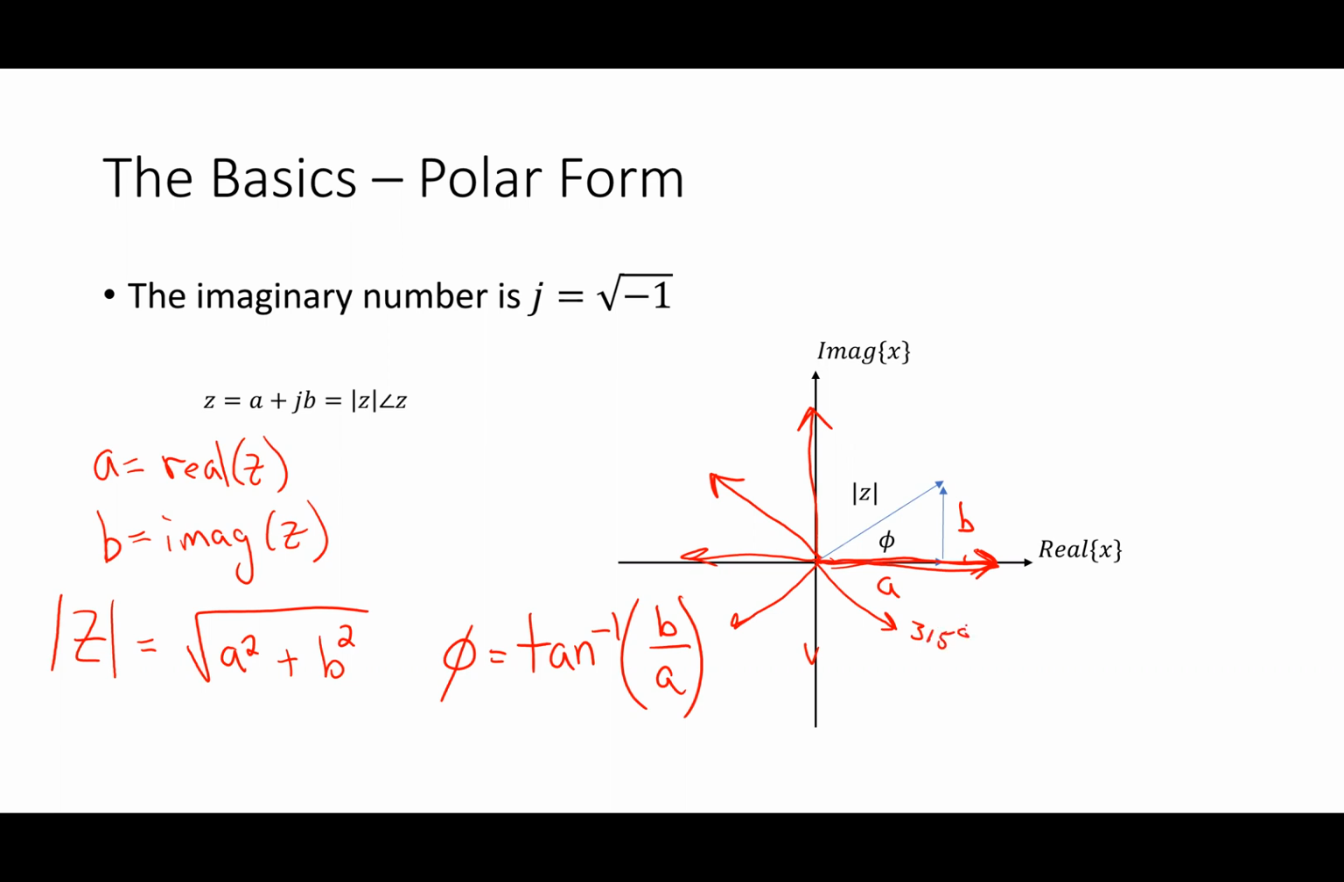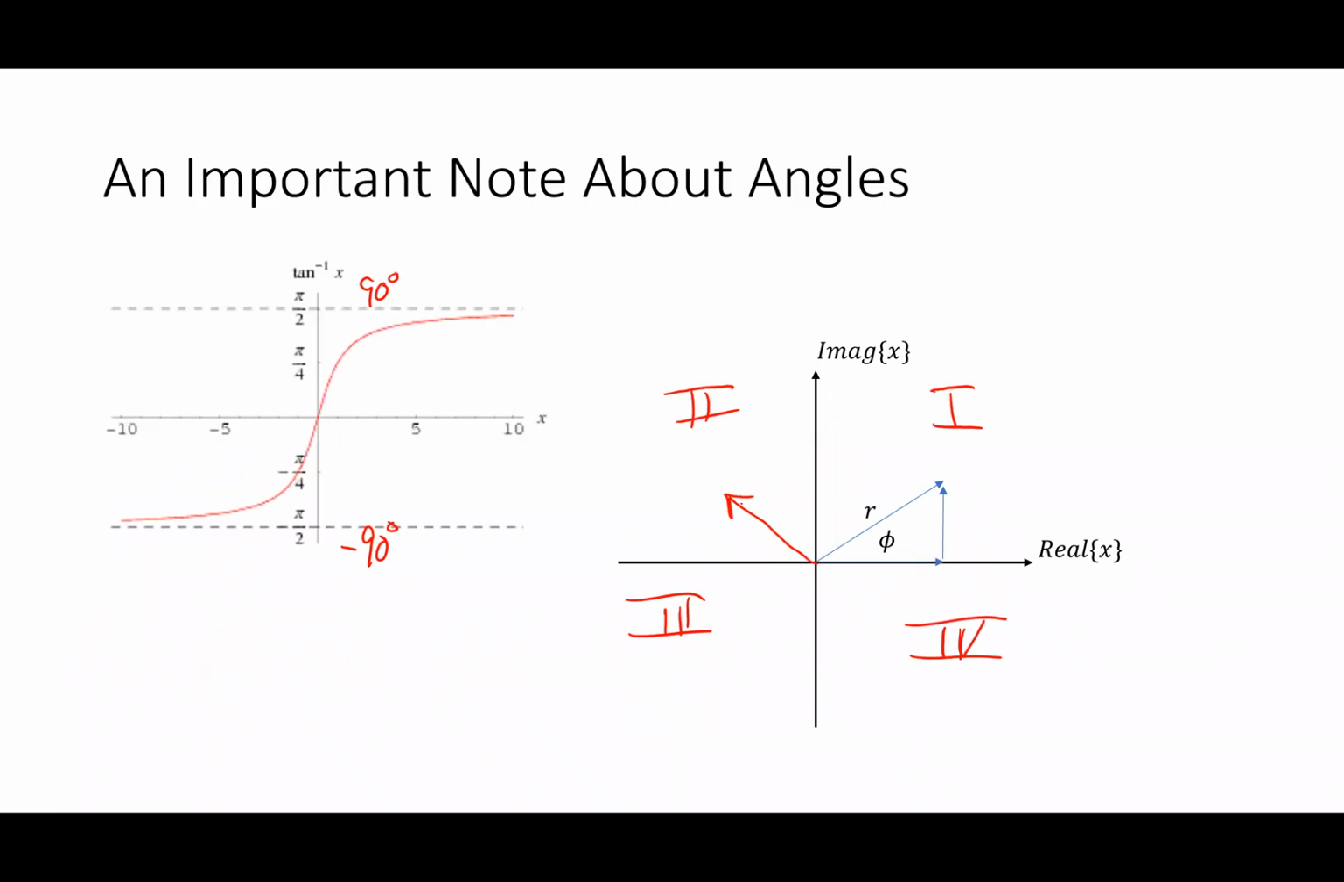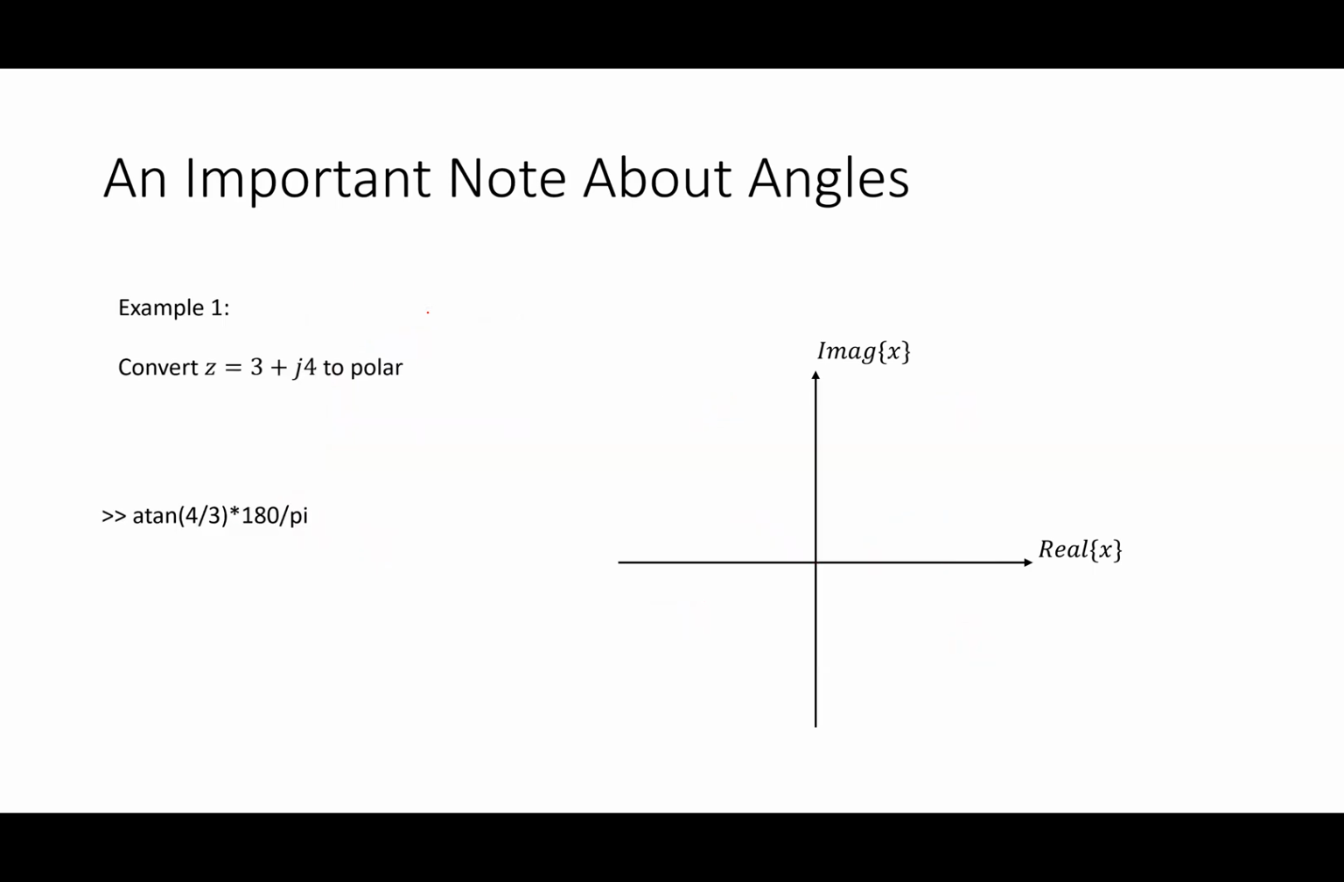So if I'm pointing over here, that's an angle that's not defined by arctangent. We'll look at an example here in a second. All right, let's do some examples.